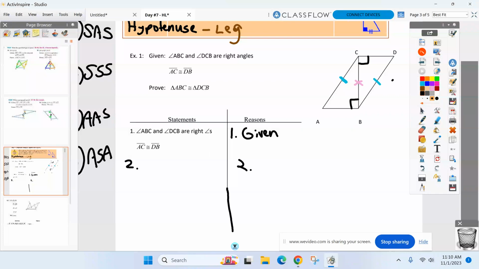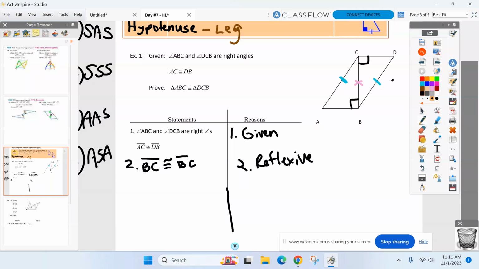The hypoteni are already labeled and marked in the diagram and in my statements. The only thing I haven't marked is what in the statements? The reflexive side, right? BC congruent to BC, reflexive. I have the H, I have the L. Most of us would think now step 3 is going to be the triangles are congruent by HL, but I can't do that. Okay, I can't do that yet.